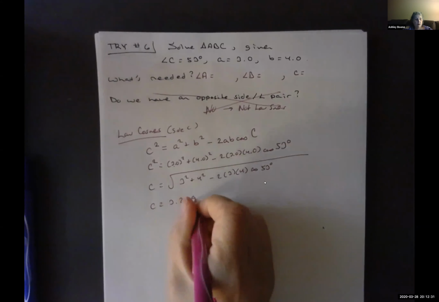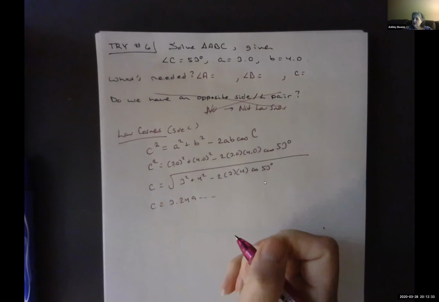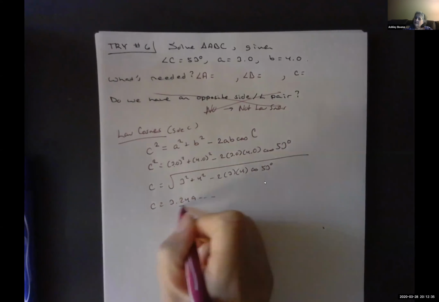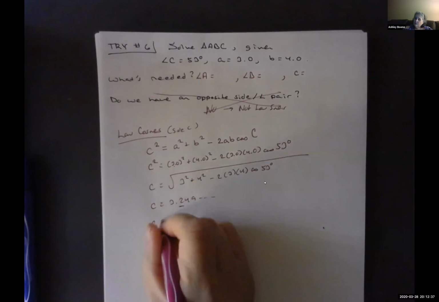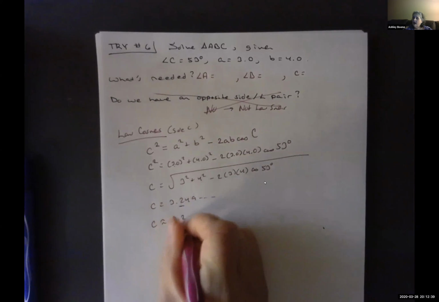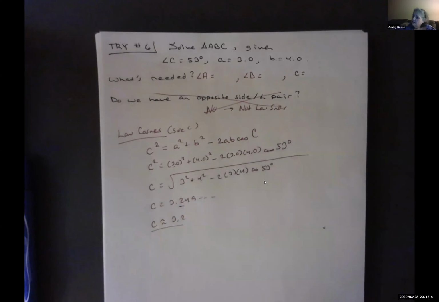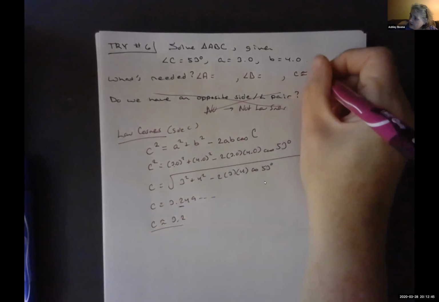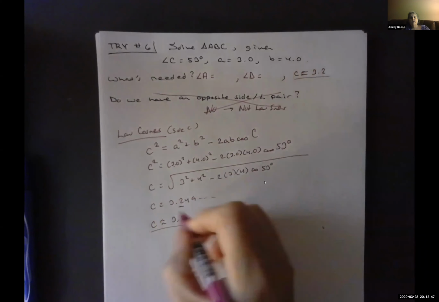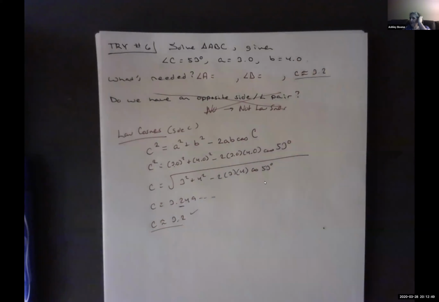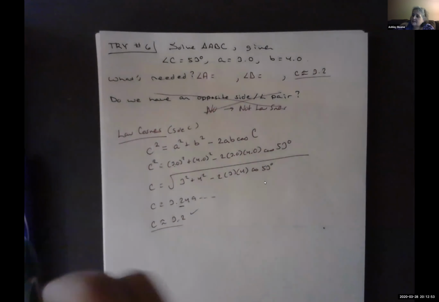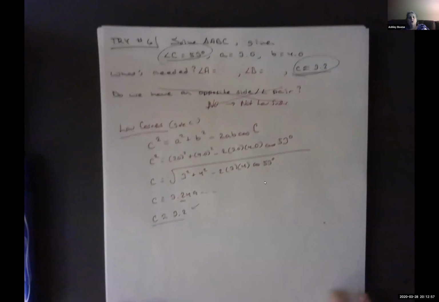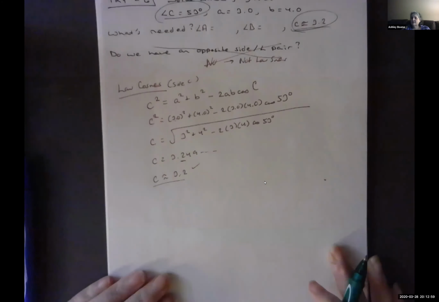3.249, so on, for that one. So to the 10th, C would be approximately 3.2. I don't know units for this one, so I'm just going to say C is approximately 3.2. So I have that part, okay? Once we have that, we now have an opposite angle side pair. We have angle C and side C. Once you do that, you can go to your law of sines.